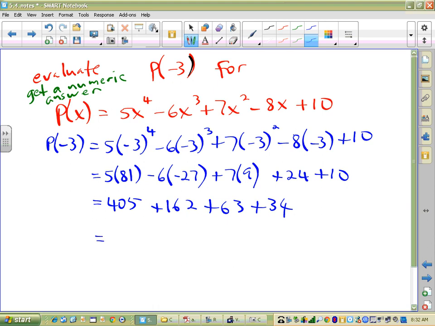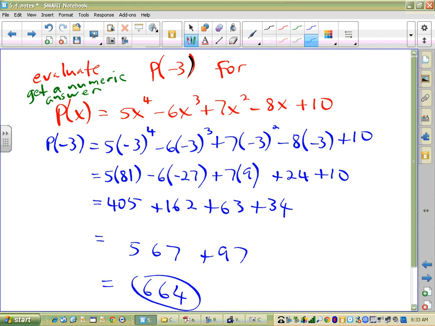405 and 162 is going to end in a 7. There's a 6 and there's a 5. So that's 567. 63 and 34 is going to be 97. So then 7 and 7 is 14. Carry the 1. That's 16. Carry the 1. That's 664. How we doing?